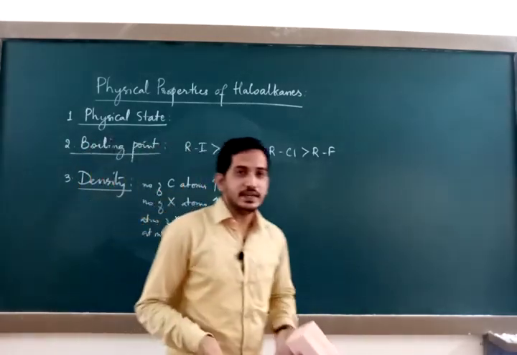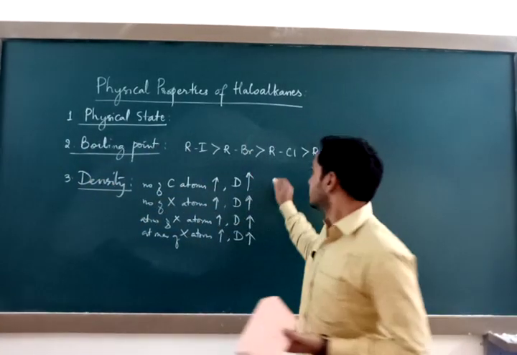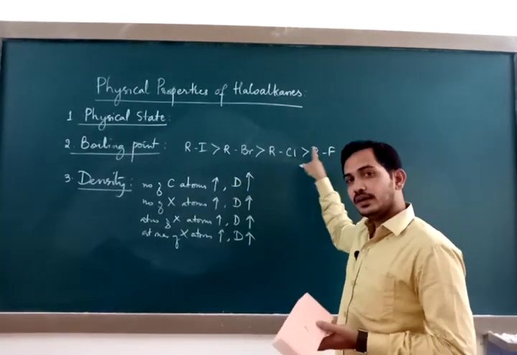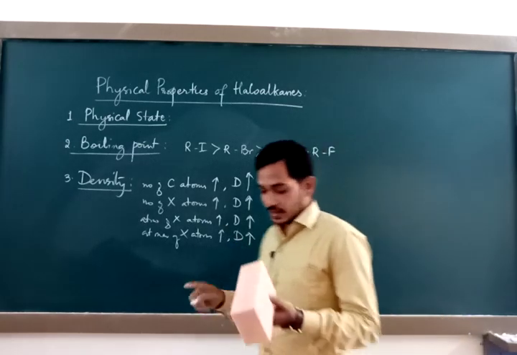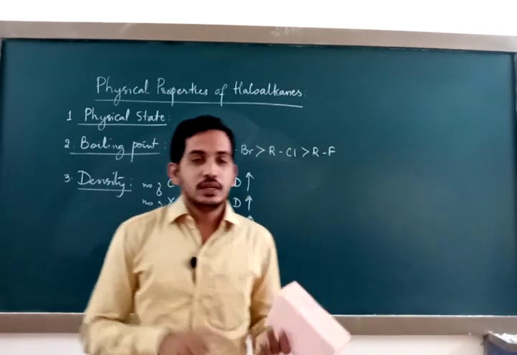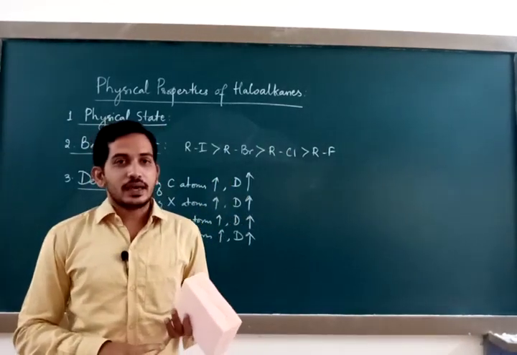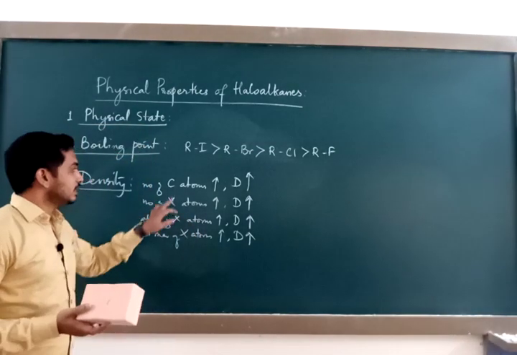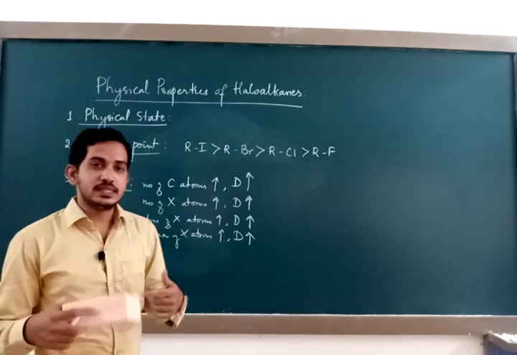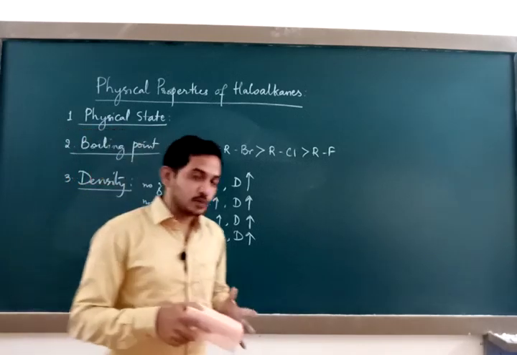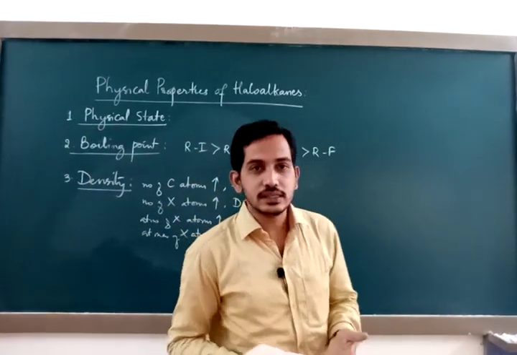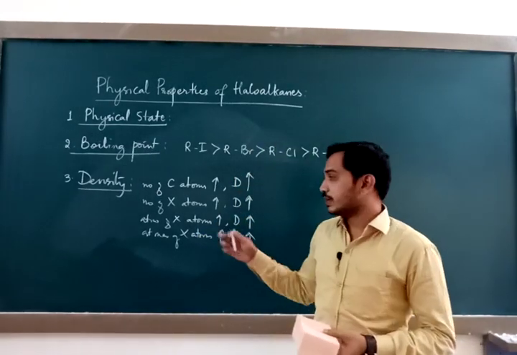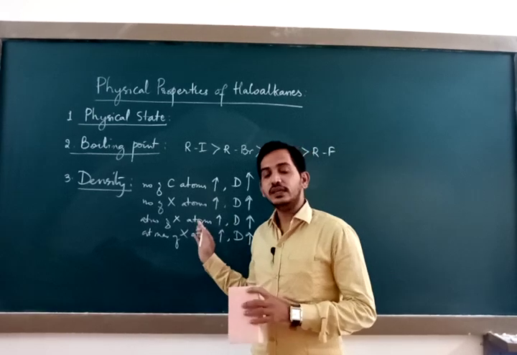So who has higher density? Alkyl iodide, the same trend: alkyl iodide, then alkyl bromide, then alkyl chloride, then alkyl fluoride. It is because of higher van der Waals forces, greater dipole nature and more polarity. You should remember that if number of carbon atoms is increasing, density increases. If the number of halogen atoms is increasing, density increases. If the atomic number of halogen is increasing, density increases. If the atomic mass of halogen increases, then also density increases.